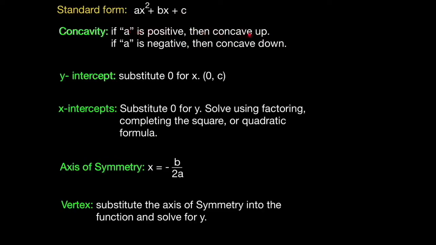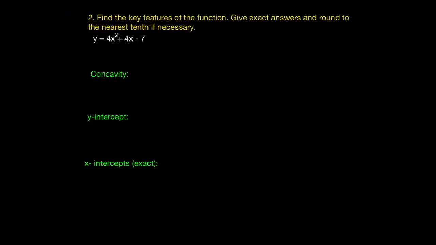If a is positive, then we have concave up. If a is negative, then we have concave down. Here the a value is 4. So actually let me go ahead and identify all of these. So the a value is 4, that's positive 4. We have concave up.